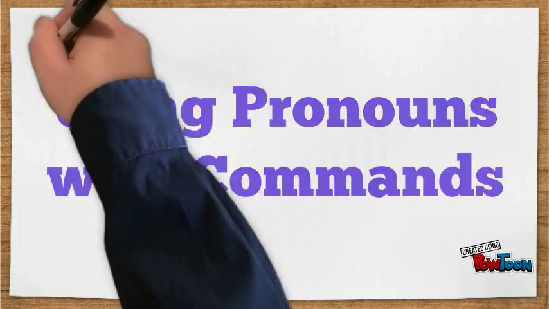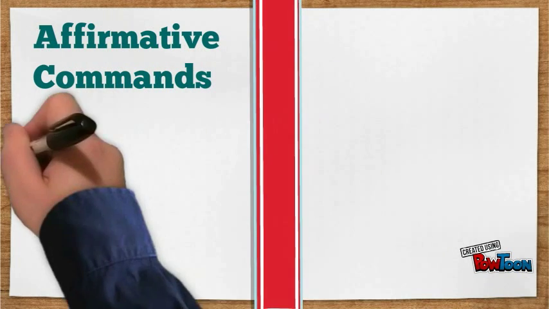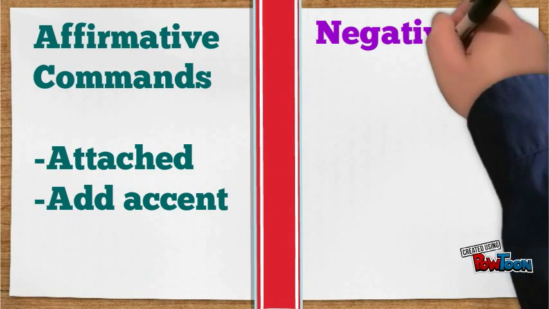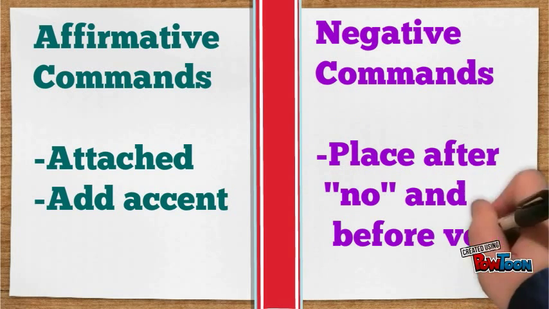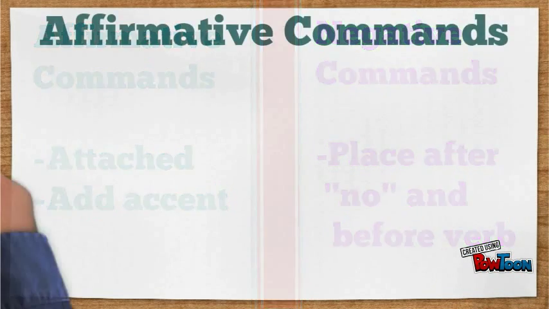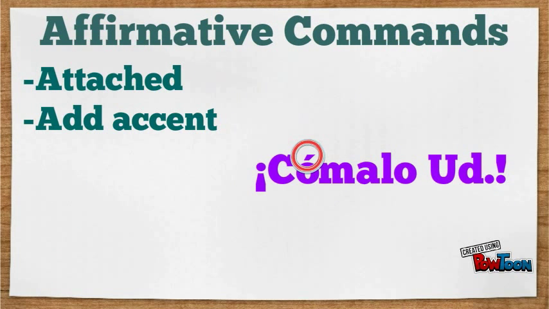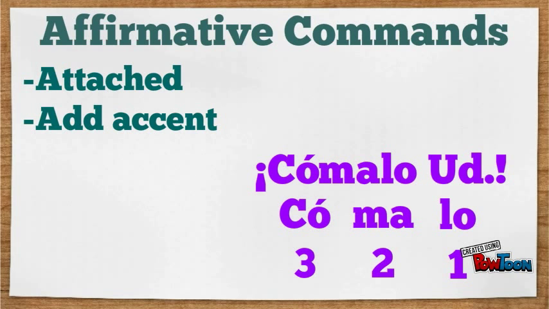When you use pronouns with commands, you attach them to affirmative commands, or you put them before negative commands. If I want to say, "eat it," I would say, cómelo usted. Notice the accent that I put on the o. You must place an accent when you attach pronouns to commands to keep the natural sound of the verb. It generally goes three syllables from the end. Co, ma, lo. Co is the third syllable back.